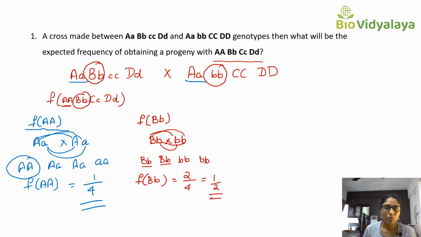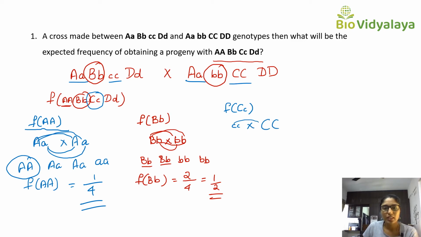Next, we have to find the frequency of capital C, small c. Frequency of capital C, small c when crossing small c with capital C.